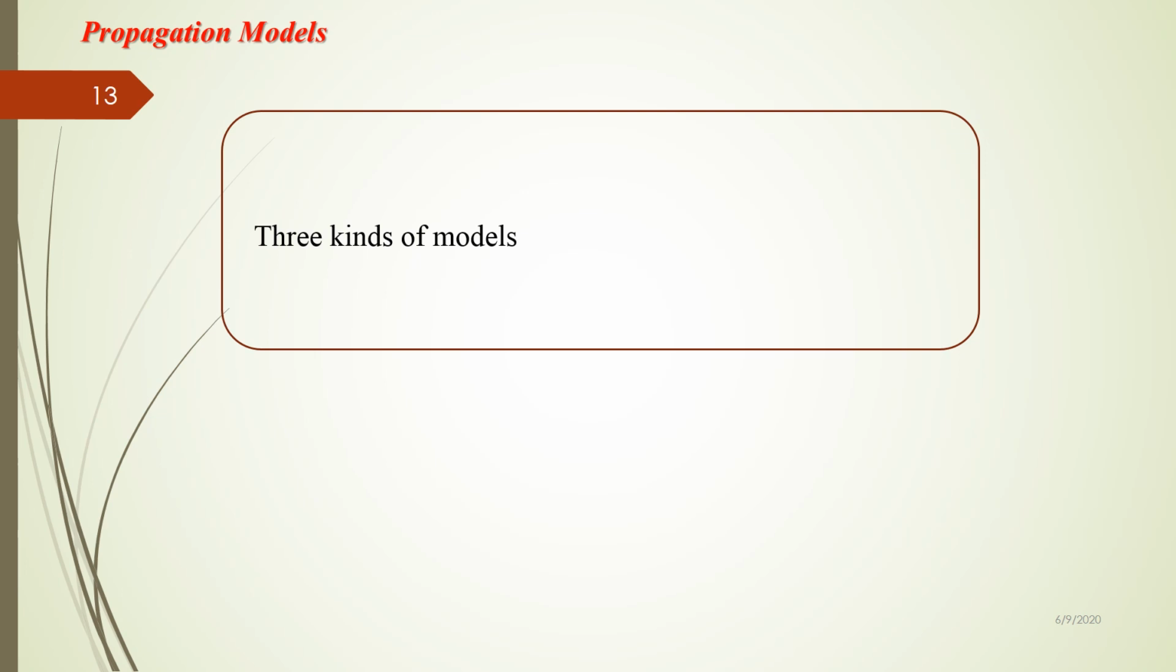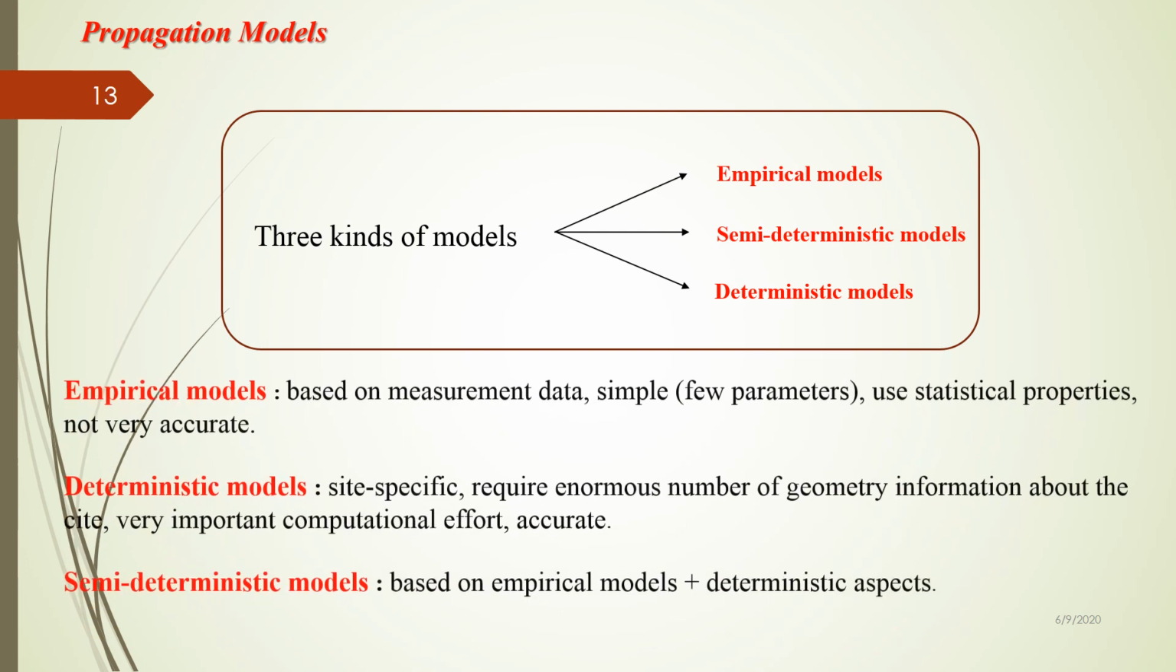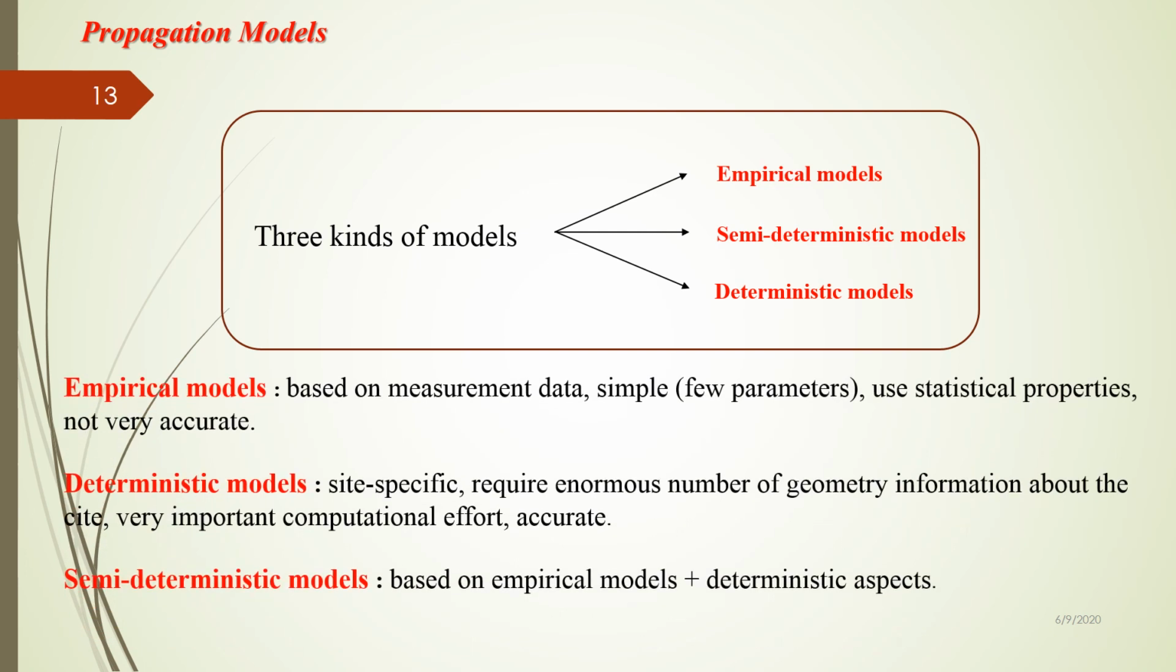There are three kinds of propagation model. First one is the empirical model. Second one is the semi-deterministic model. Then the last one is the deterministic model. So what is the empirical model? Empirical model.